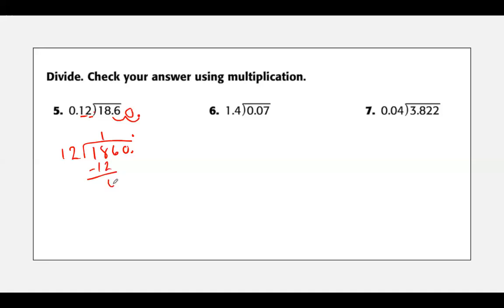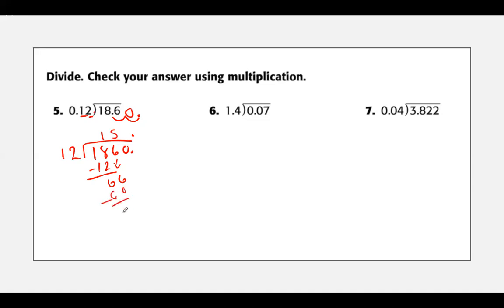I have 6. I bring down my 6. How many times does 12 go into 66? I am going to think about that. Well, 10, 20, 30, 40, 50 is 5 times. So I'm going to guess maybe 5 times. So let's do, what is 12 times 5? Well, 12 times 5 is 60. So yeah, I think I'm pretty accurate there. 5 times 12 is 60.